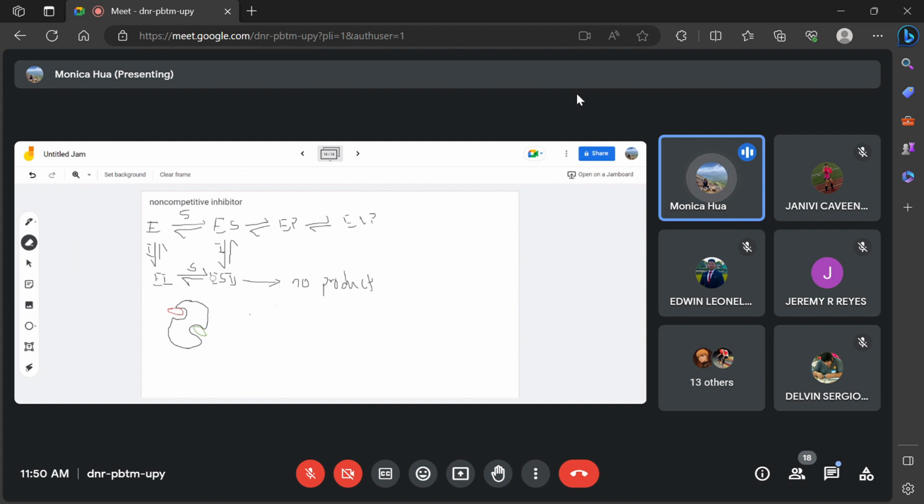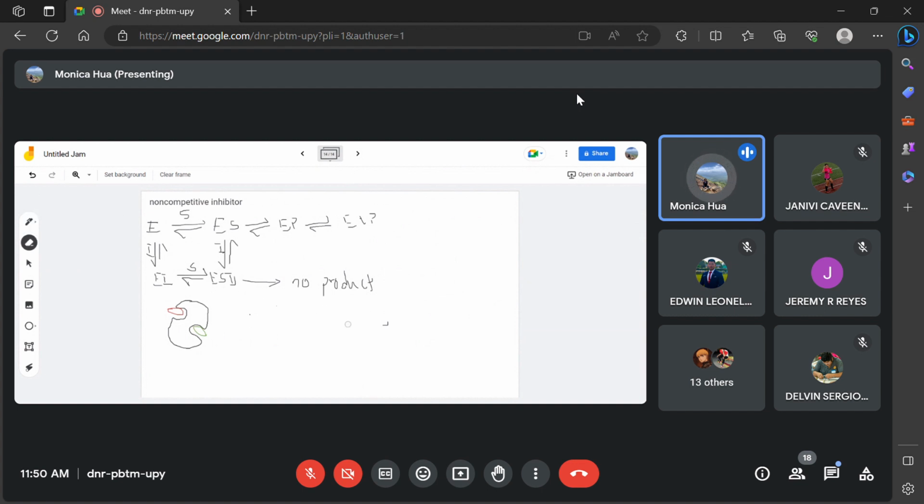Because there will be the same enzyme-substrate complex, the concentration of the enzyme to the substrate, and also the free substrate and the free enzyme will not change whether or not the inhibitor is present. The only thing that changes is that the enzyme is now non-functional. So no matter how much substrate you put in, you will not form the product, okay?